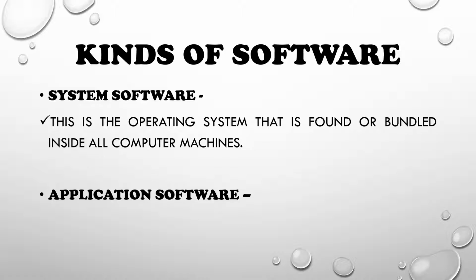A system software is an operating system that is found or bundled inside all computer machines. In other words, it sets rules for how computer hardware and application software work together and controls the operation of the computer. Examples of system software are file management tools, assemblers, operating systems, debuggers, utilities, and compilers.